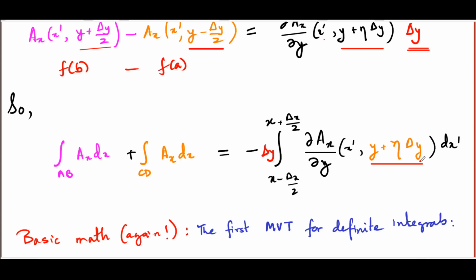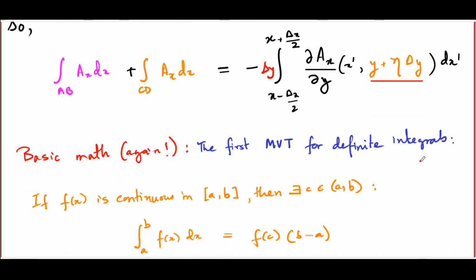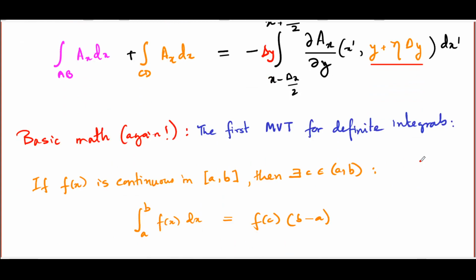In fact, the theorem that we can use to simplify this and proceed to the next step is also a mean value theorem. It's called the first mean value theorem for definite integrals, and it can be proven very easily from the mean value theorem that we talked about a while ago. It just says that if a function f of x is continuous in a closed interval a to b, then there exists some point c between a and b such that the integral from a to b of f(x) dx is simply equal to f of c into the width of the interval b minus a.